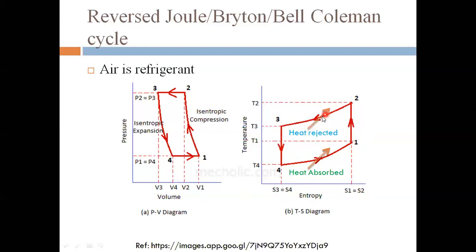Here is heat rejected and this one is heat absorbed. So in 4 to 1, heat is absorbed, so its temperature is increased from 4 to 1. And in the heat rejected, the temperature has dropped from 2 to 3. So it's a condensation process, and this one is known as the evaporation process. So that is known as a TS diagram, that is a temperature and entropy diagram.